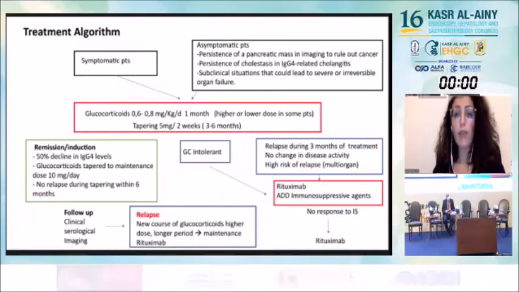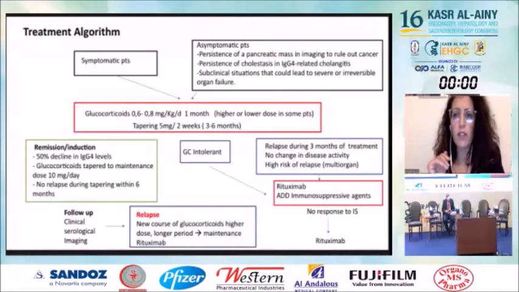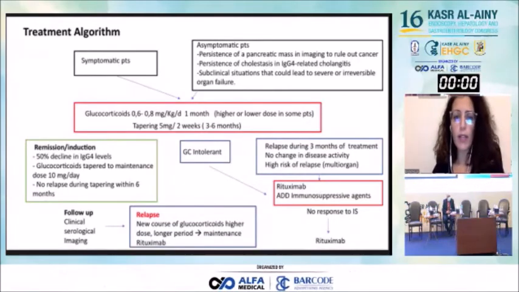The tapering has to be slow. This is key in management. It doesn't have to be fast tapering of corticosteroids because relapse is the main issue here. So we need to taper very, very slowly, and it could go as long as 6 months of tapering.